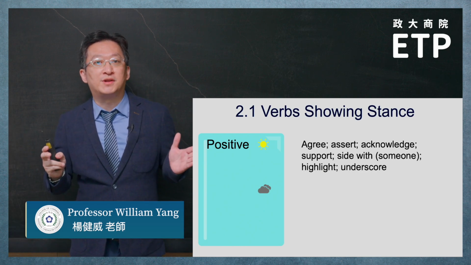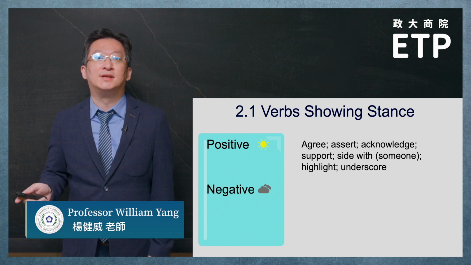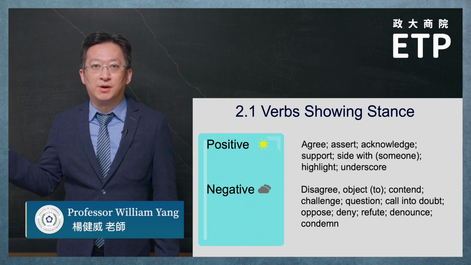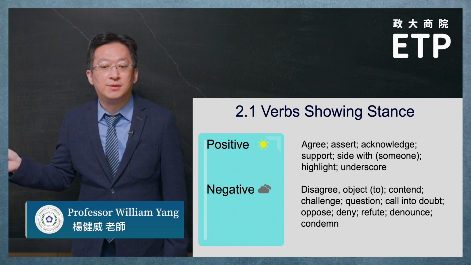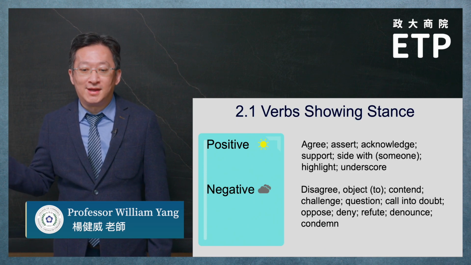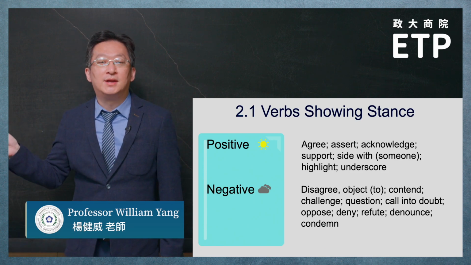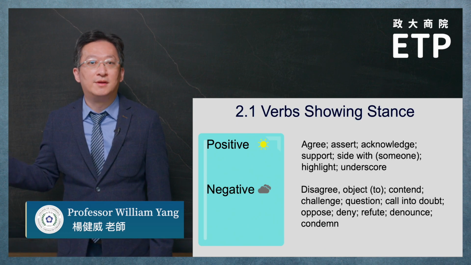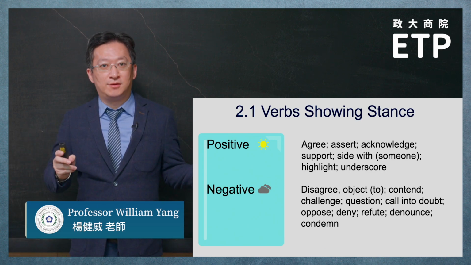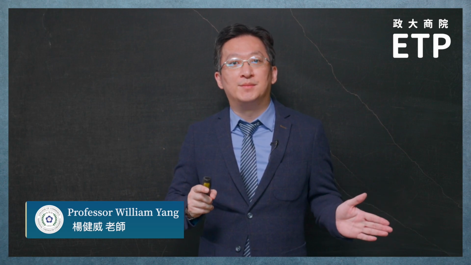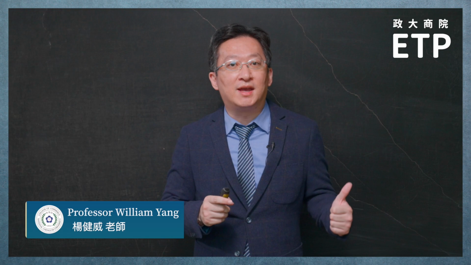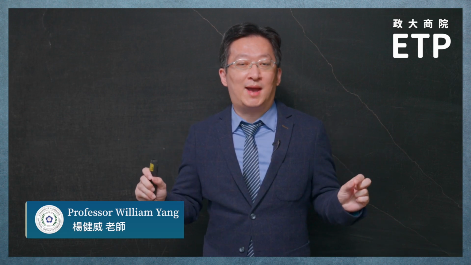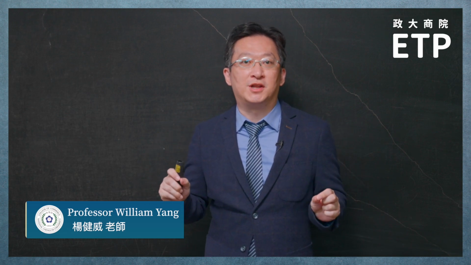But sometimes we use reporting verbs that show a negative stance. For example, the speaker or the author disagrees with an idea, or they object to, they contend, they challenge, they question, they call into doubt, they oppose, they deny, they refute, they denounce, and they condemn. For example, we can make a sentence. You may say, Russia's behavior has been condemned by the EU, or you can say EU condemns Russian invasion of Ukraine. Quote, this is absolute violation of human rights and sovereignty, end quote.